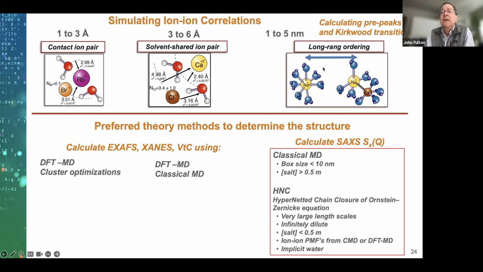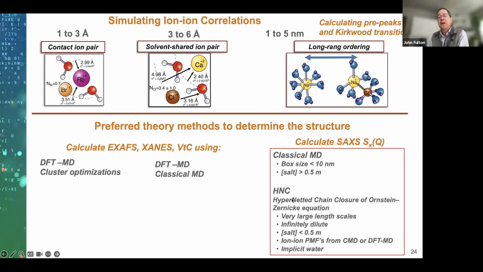When we get to these long-range ordered systems, we get to very difficult choices, because the only methods available are classical molecular dynamics with very large simulation boxes with salt concentrations greater than 0.5 molal. Thankfully, the short-range structure is often not as important as it is for the contact ion pairs, so we can make progress with classical MD.